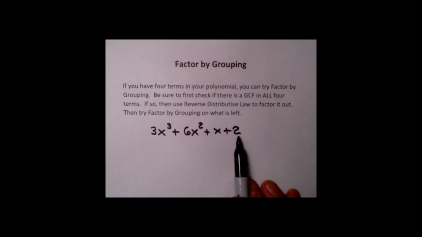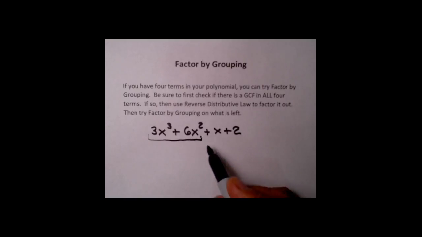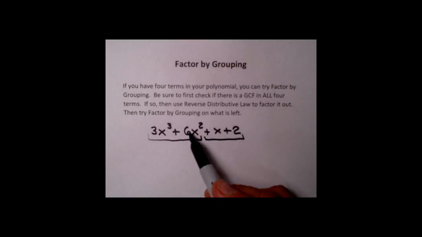Now, we know all the techniques for this. All we do is take these four terms and split them up into first two and last two. Here they are. Then we do reverse distributive law on each pair of these. So let's show you how it works here, and we'll see if we can factor this guy.